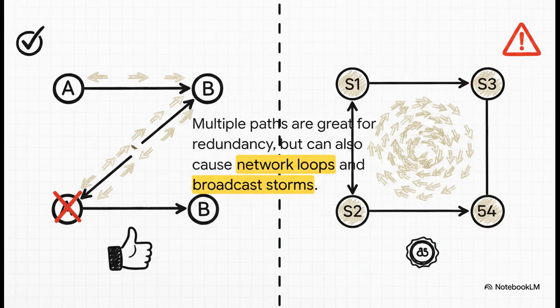You know, having a backup plan is always a good idea, right? In networks, we call that redundancy, having more than one way to get from point A to point B. And that's great. It means if one connection fails, traffic can just find another way. But this creates a really dangerous side effect: network loops. When data can just circle around endlessly with no exit, things get very bad very fast.